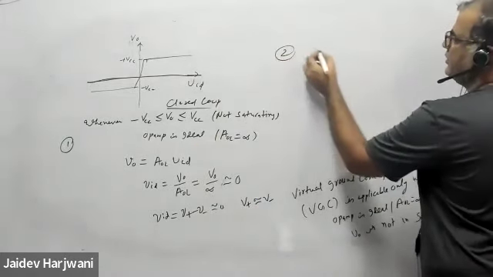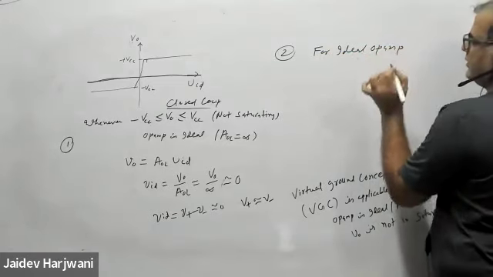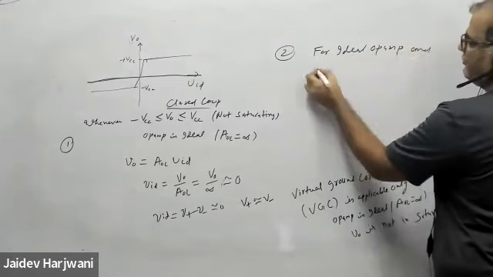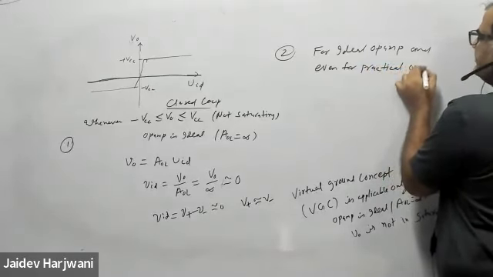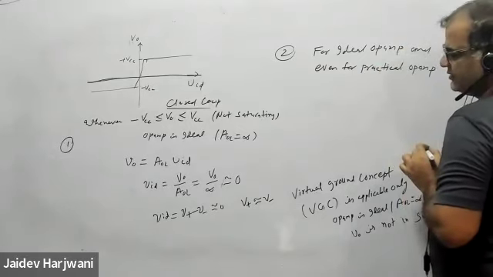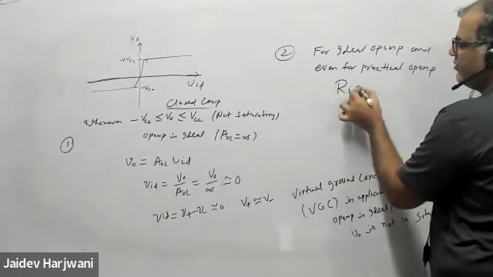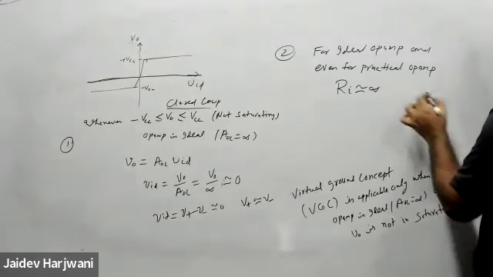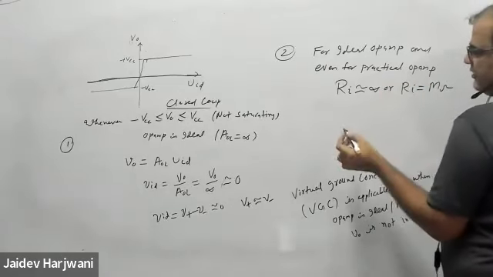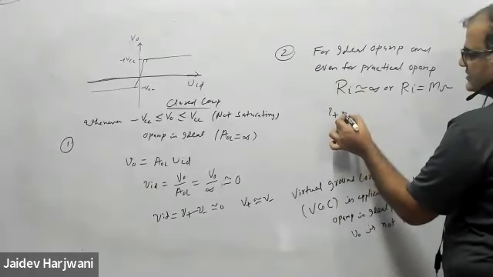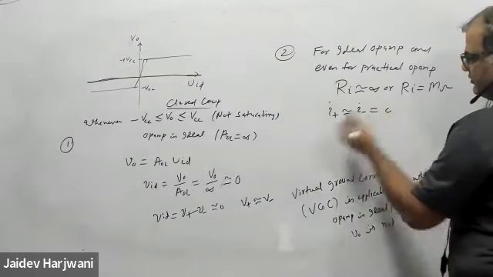And second, as I told you, for an ideal op-amp and even for practical op-amps, whether ideal or practical, AOL can be infinite, AL may not be infinite. Our input resistance is always very high, in mega ohm. So whenever RI is infinite, I can say I plus equals I minus equals zero. The inverting and non-inverting terminals do not draw any current.